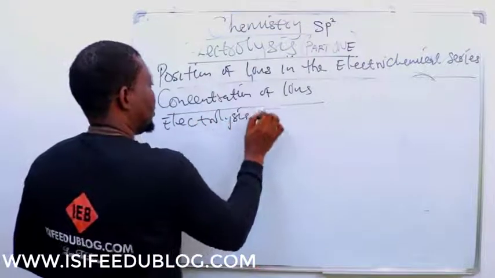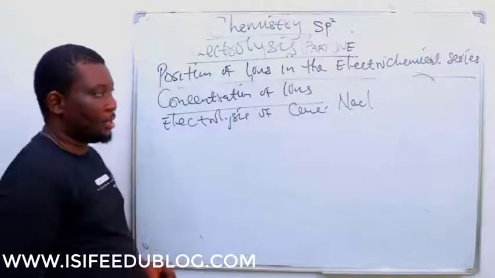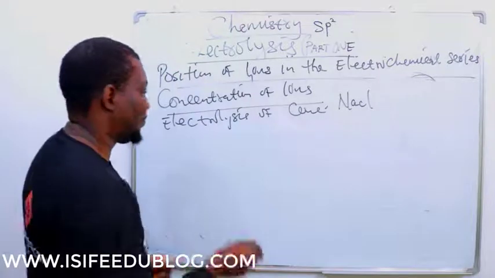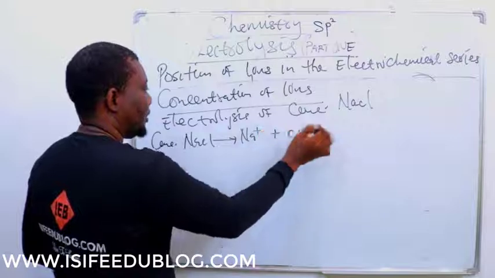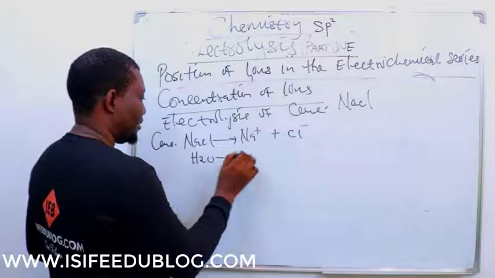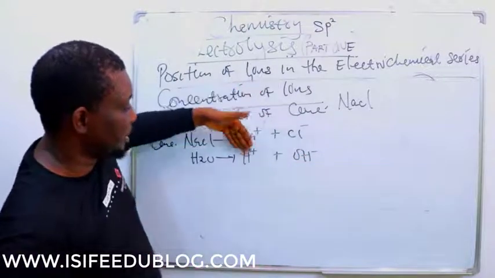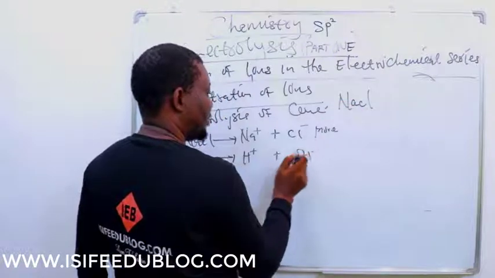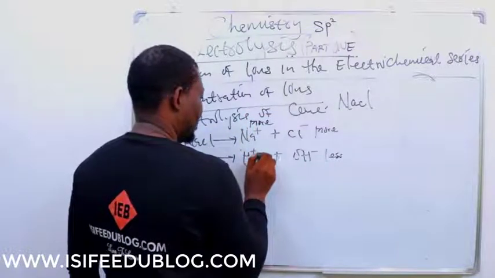Electrolysis of concentrated sodium chloride. The salt is concentrated, which means I'm going to have more of the salt than solution. So I'm going to have concentrated NaCl, so I'm going to have Na plus and Cl minus. I'm going to have little water, H2O, so I'm going to have H plus and OH minus. So the ions, like Cl minus, are more concentrated than OH minus. So this is less, this is more. Na plus is more concentrated than H plus. This is also less.